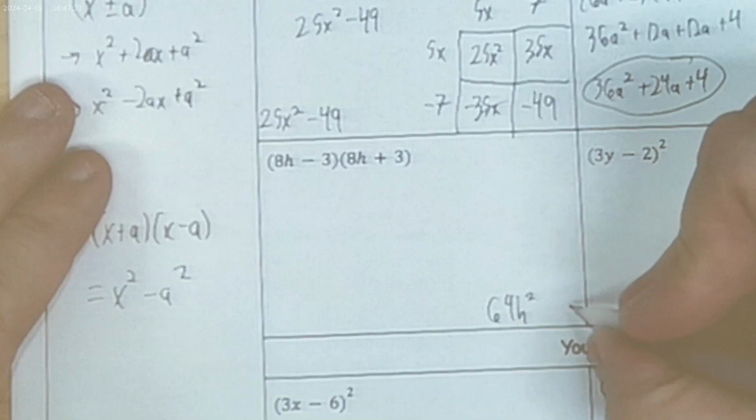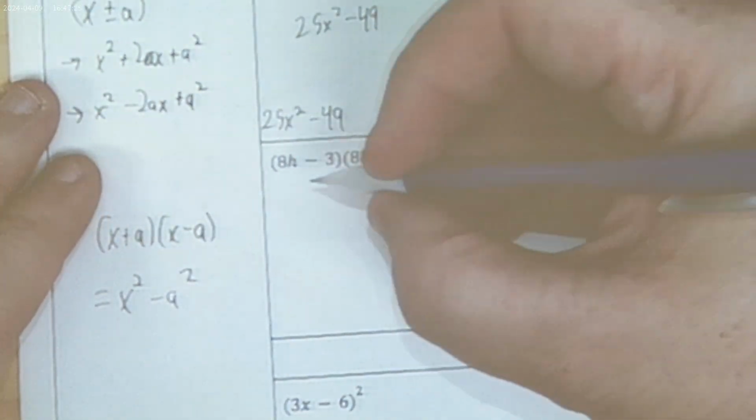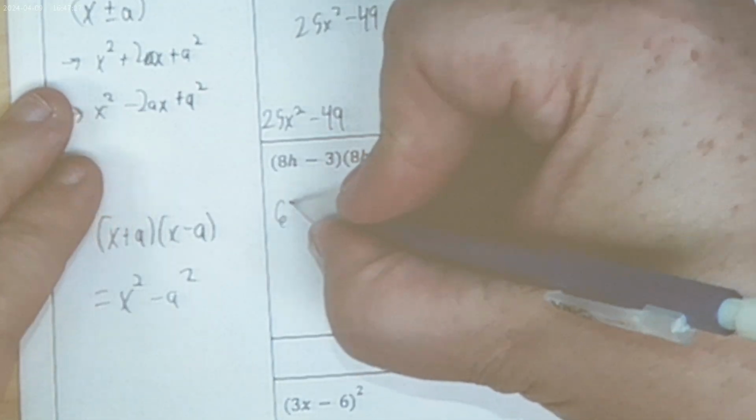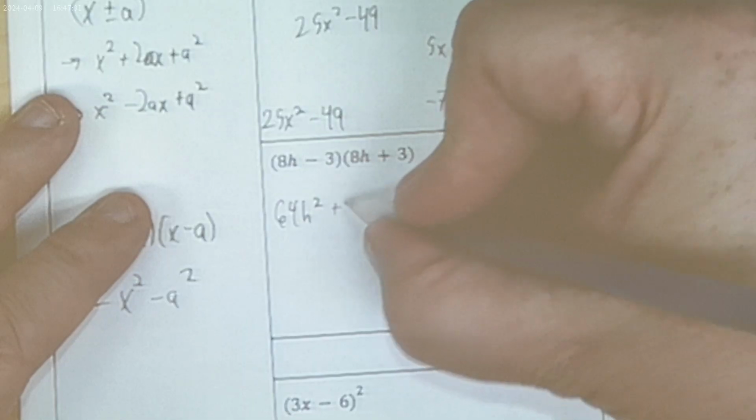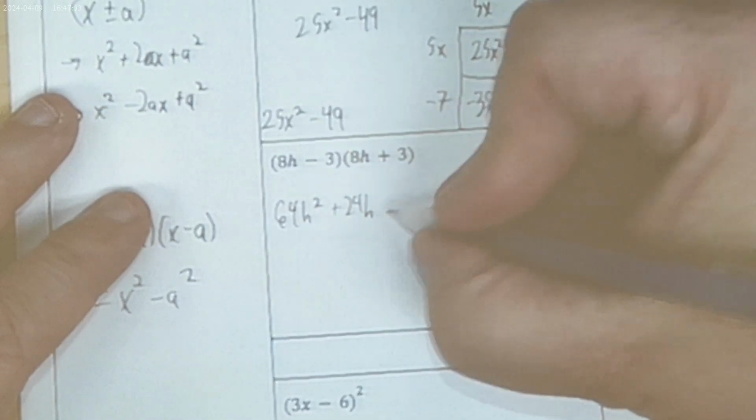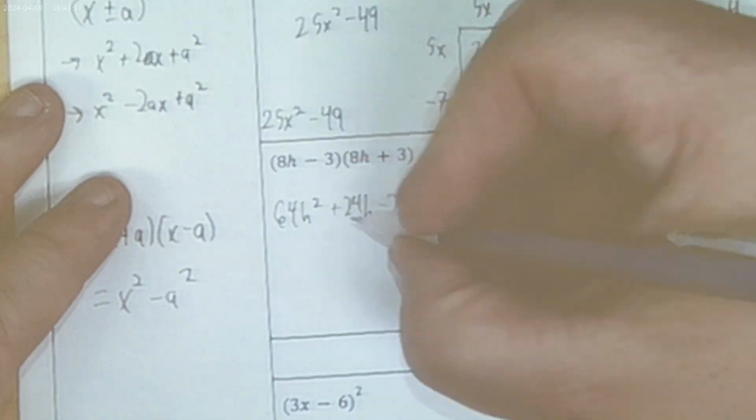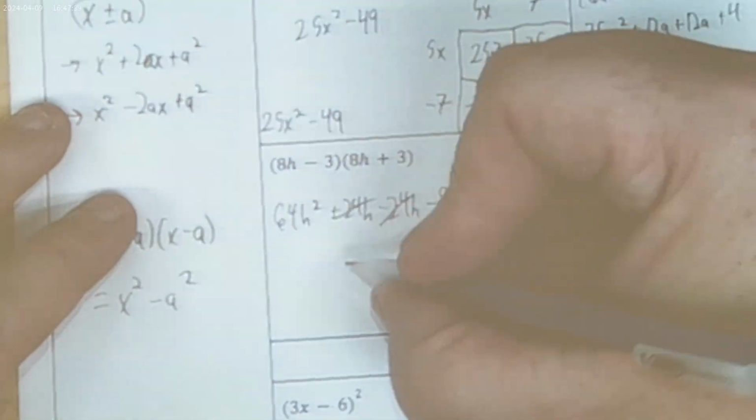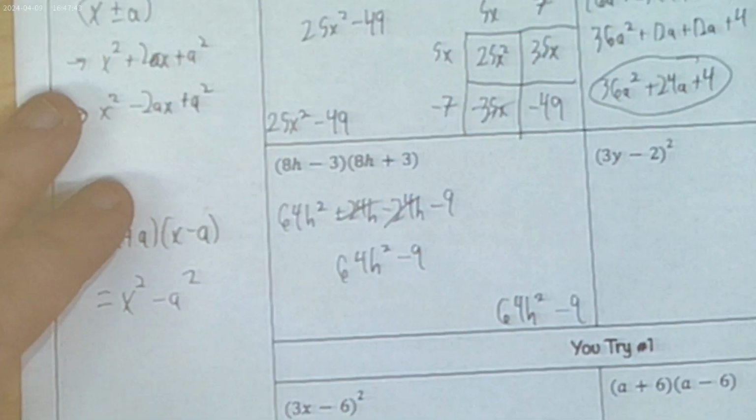64h squared minus 9. All right. First of all, that's 64h squared outside plus 24h inside minus 24h last minus 9. Yep, yep. 64h squared minus 9. Oh, there we go.